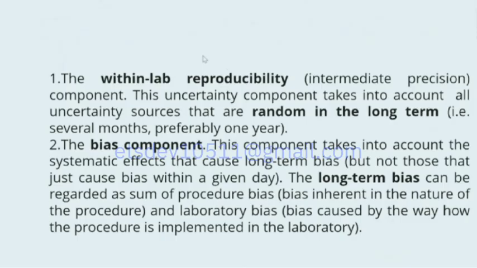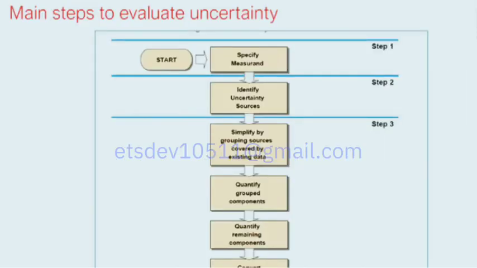And in this approach, as I said, we need to take into account the within-lab reproducibility, and as we have seen in the previous figure, it is the precision component which tells us about this. The bias component we are not using because this takes into account the systematic effects that are causing the long-term bias, and because we are using the collective effects of all the uncertainties, it is sometimes not necessary to take the bias, and to make it simpler, we do not use the bias.